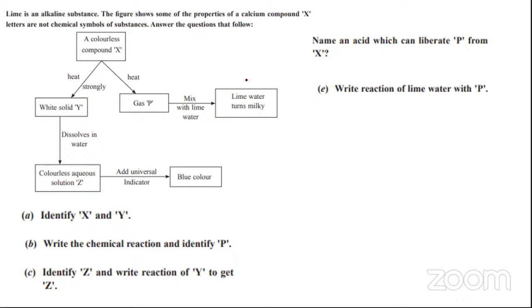Take the hint from here. It's turning lime water milky. So with that, it should be. Yeah, so P should be CO2, right? Now, because your P is CO2 and you're getting CO2 on heating something, so that should be a carbonate, right? A metal carbonate.